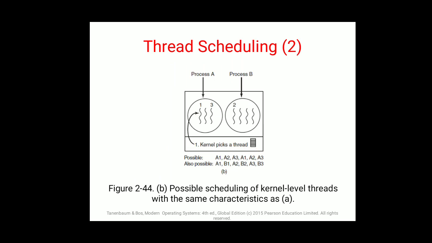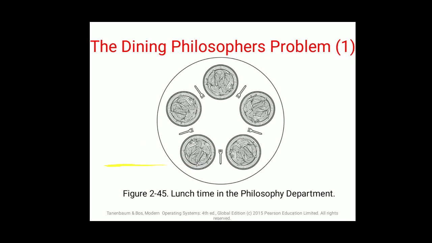Now here, if the kernel picks a thread and it is moved to B, then consider the possible scheduling of kernel level threads with the same characteristics as A. There can be a possibility that the same number of threads can be there in process A and process B. So at that time A1, A2, A3, again the possibility is scheduling in series, but also the possibility is A1, B1, A2, B2, because there are the same number of characteristics in A as well as in B. So the kernel can pick up any thread for processing.